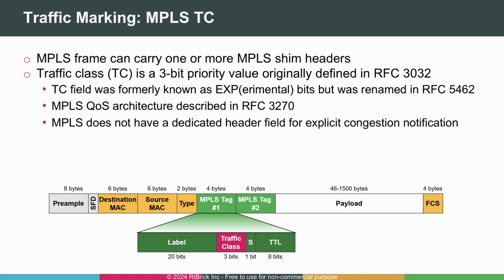In backbone networks using MPLS, QoS marking is carried inside the shim header. The original specification defined a 3-bit experimental field without a dedicated purpose. RFC 5462 later renamed this field to the traffic class field, reflecting its primary use. Values again range from 0 for low priority to 7 for high priority. The IETF has defined several QoS models for MPLS networks, with the MPLS QoS architecture outlined in RFC 3270. We won't go into further detail here, but note that MPLS does not include a dedicated bit for congestion notification.